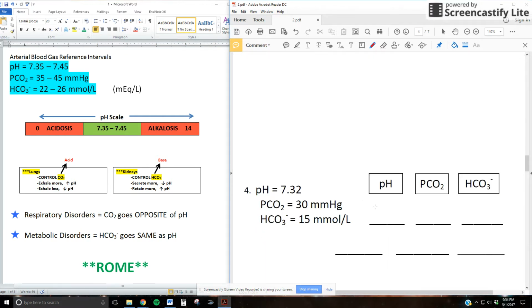So number 4, pH, 7.32. Well, that's decreased. So we know it's acidic. The PCO2 is going to be 30. So that's decreased. And the bicarbonate is 15. So we know that is decreased.